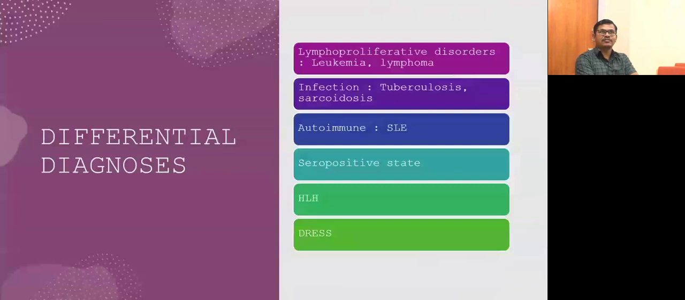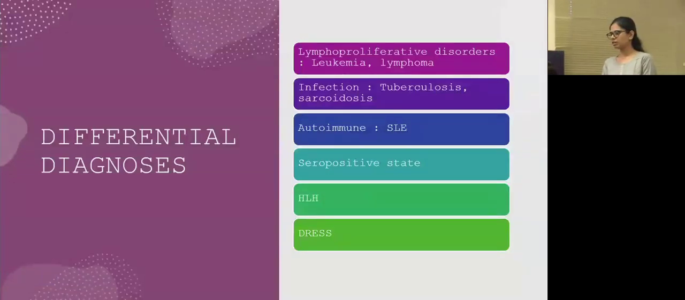Okay, what were your thoughts on the differentials? The differentials we considered were lymphoproliferative disorders, leukemia, lymphoma, infections like tuberculosis, sarcoidosis, autoimmune diseases like SLE, a seropositive state. We also considered HLH and DRESS syndrome because of the past history of the same.